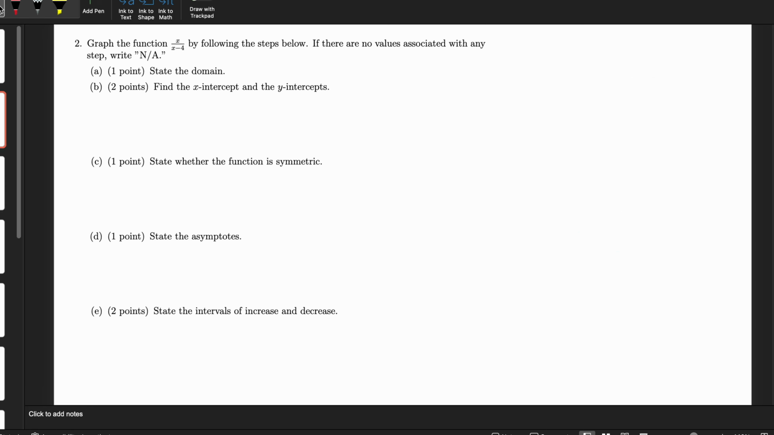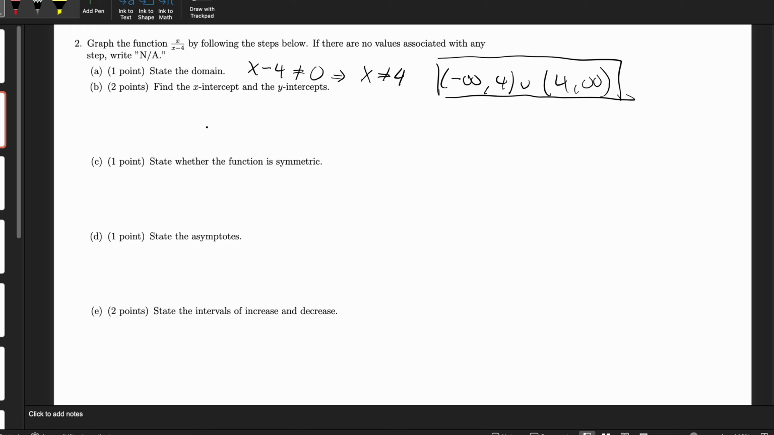Next, I have this question here. Given the function f of x, graph it following these steps. So first step is state the domain. What's the domain of this function? Well, I know that the domain is wherever x minus 4 is not equal to 0. So that's telling me that x cannot be equal to 4. If you want to put it in interval notation, you could say the domain is from minus infinity to 4 union 4 to infinity. Okay, and you would box that. Make sure to box all of your answers on the exam, and you get full credit.